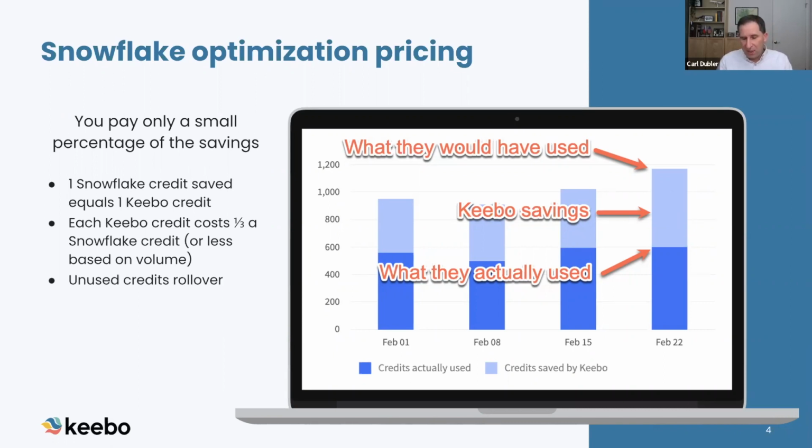And then the CFO has a lot less heartburn about it, because you're basically only paying us a percentage of that rather than some other way of doing it where it's not tied to savings. We want it to be tied to savings because we think that makes it very easy to use Keebo and to adopt it without having to worry about pricing very much. So that's how this part works here.